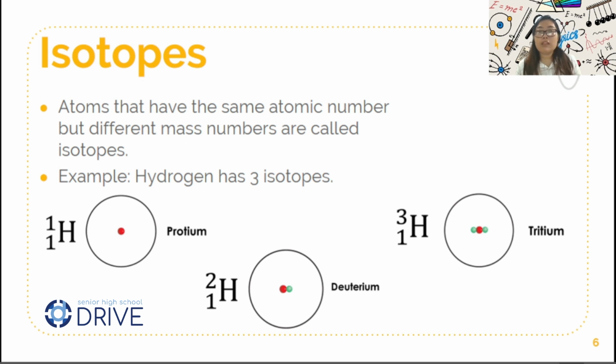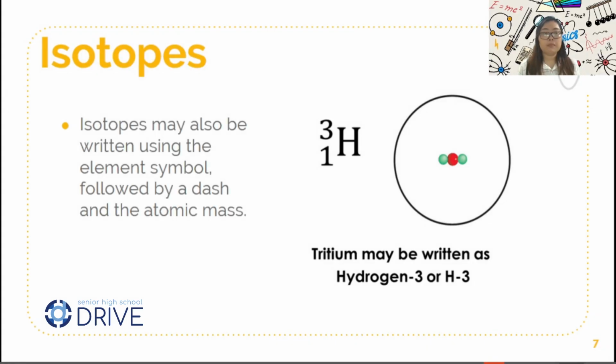Okay? Some of these isotopes, because they have extra particles inside of them, can be a little bit unstable. And these atoms only want to be stable. That's why they undergo nuclear reactions to become stable. Now, isotopes may also be written using the element symbol followed by a dash and the atomic mass. Alright? Now, let's go to how we balance nuclear reactions.